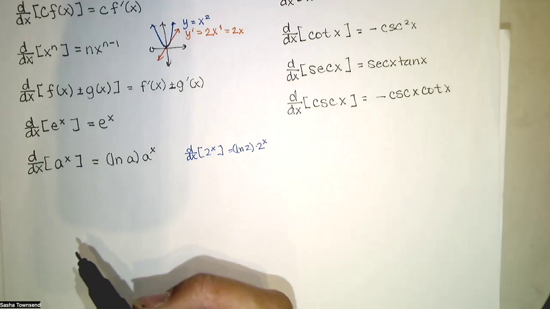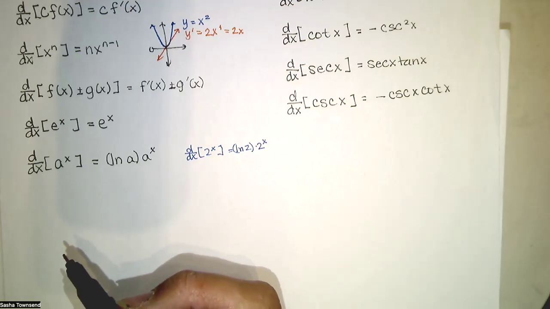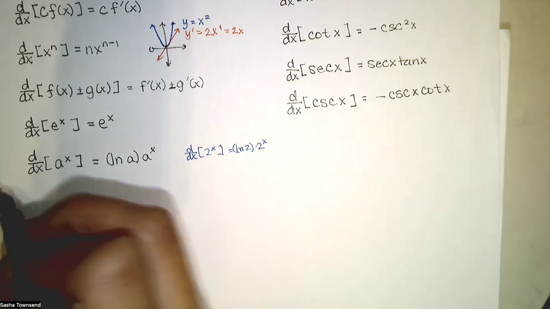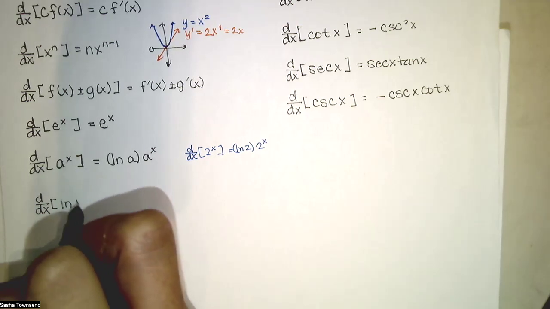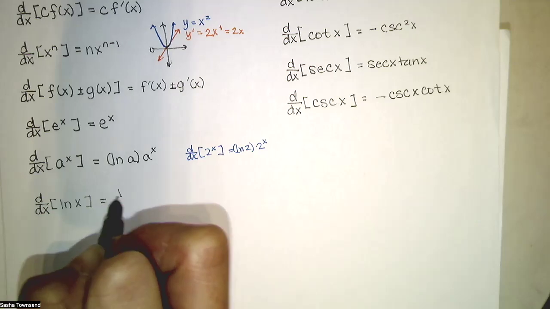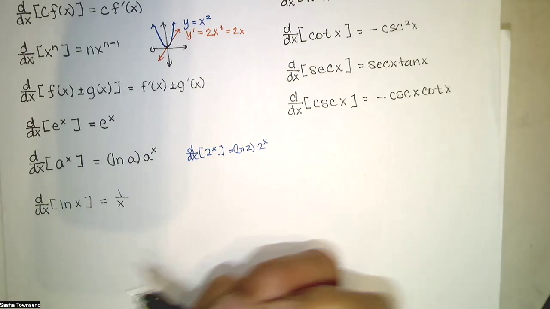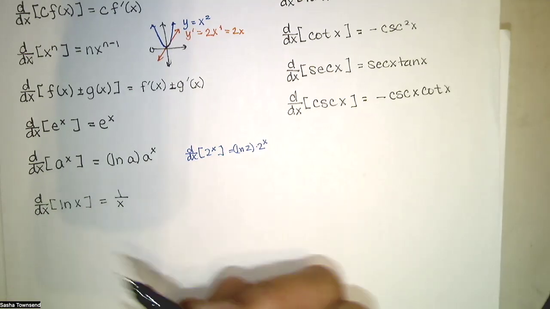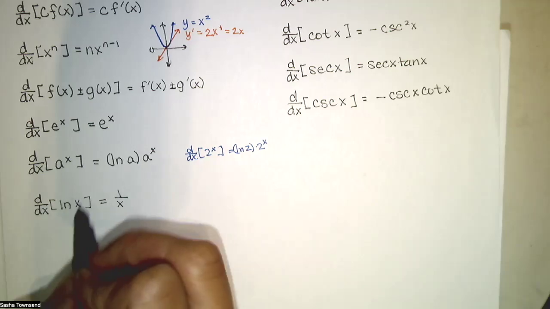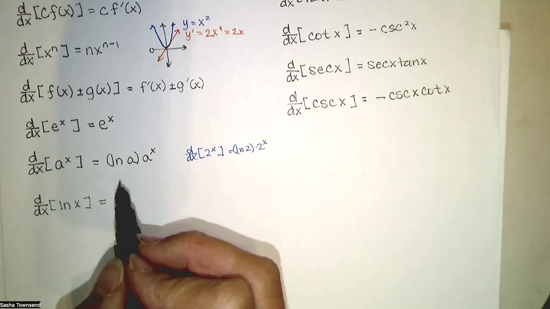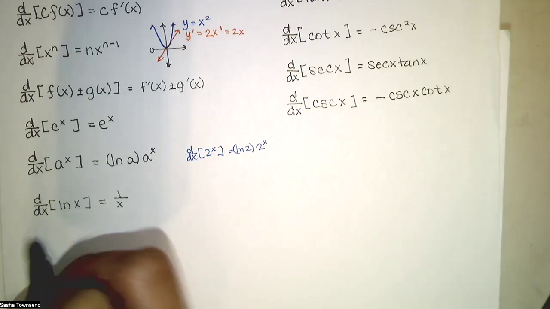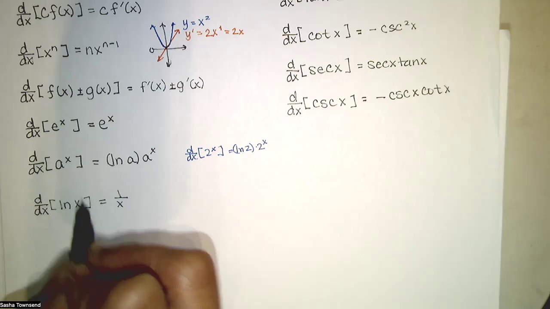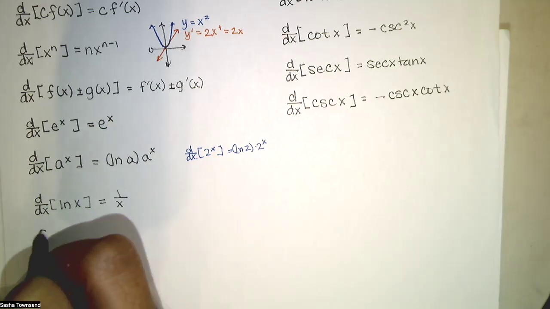Okay. Now, the other rules that we'll talk about are these. I'm just going to write them down, and we will derive them once we learn the chain rule and implicit differentiation. It turns out that the derivative of natural log of x is 1 over x. And of course, here we're assuming that x is positive, so that's for x greater than 0 as well.